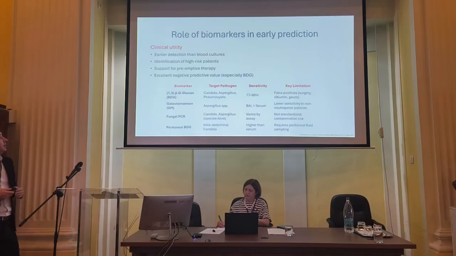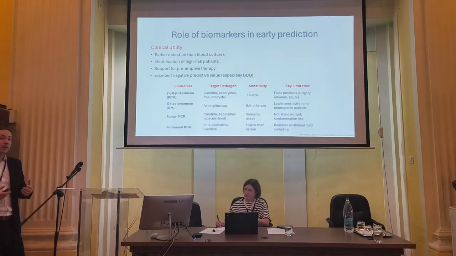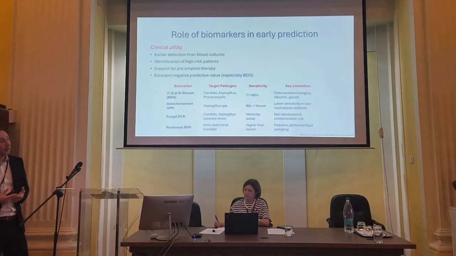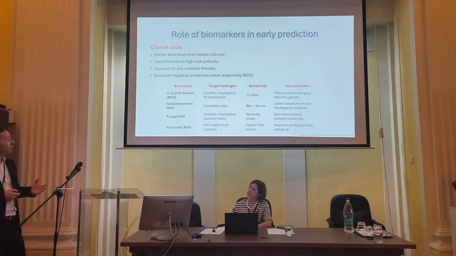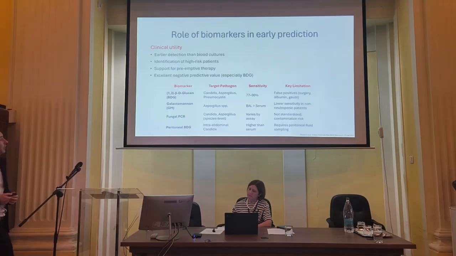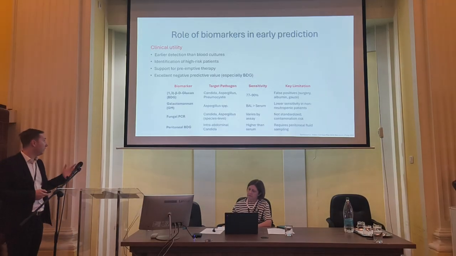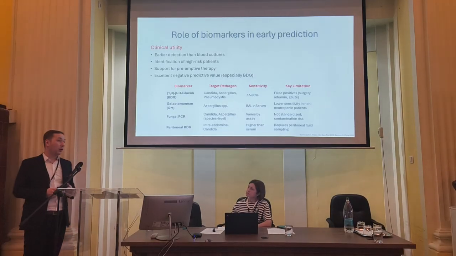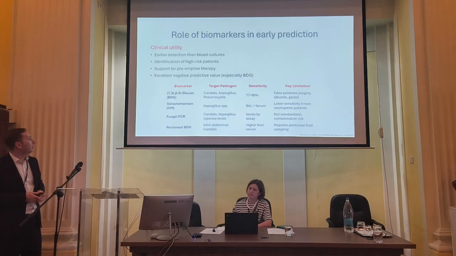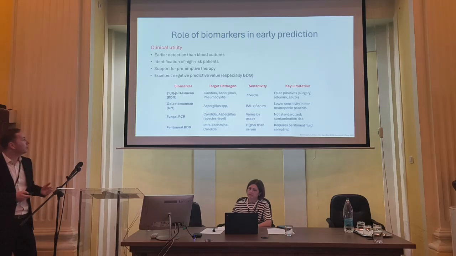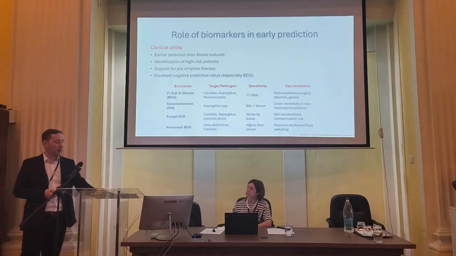The role of biomarkers is very important, but as I said, they cost a little bit. They are not available in every hospital, but they help us with early detection, earlier than blood culture, identification of high-risk patients, and support preemptive therapy when we already use it, and they have excellent negative predictive value. We use BDG and galactomannan in our hospital, but our hospital doesn't have its own mechanism to do it, so we have a contract with the Clinical Center of Serbia.